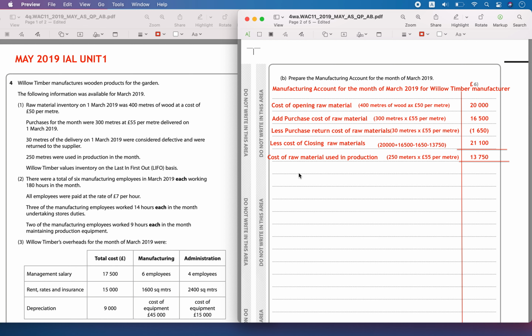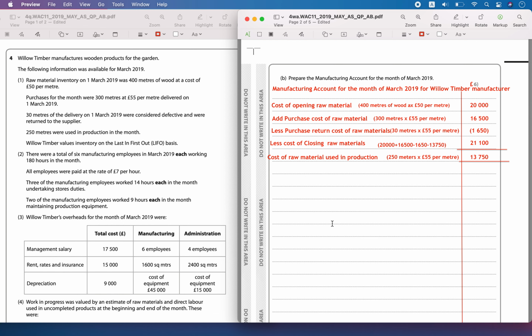Then you have to include all the direct costs. What are the direct costs, we will see. Here there is an information: there were a total of 6 manufacturing employees in March 2019, each working 180 hours in the month. All employees were paid at the rate of £7 per hour. So let's add the direct cost.